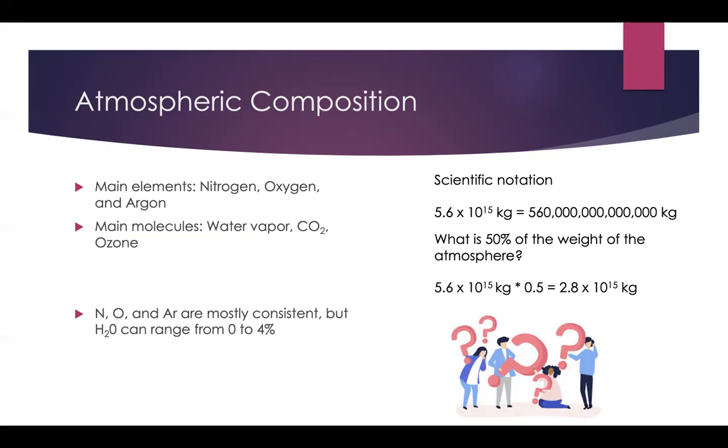So first we're going to use a problem that uses scientific notation. And just as a little review, scientific notation is used when we have to deal with large numbers, such as the mass of the atmosphere. So 5.6 times 10 to the 15th kilograms equals this large number right here. And we don't want to write out 15 zeros all the time. So we just do shorthand, and it's called scientific notation.